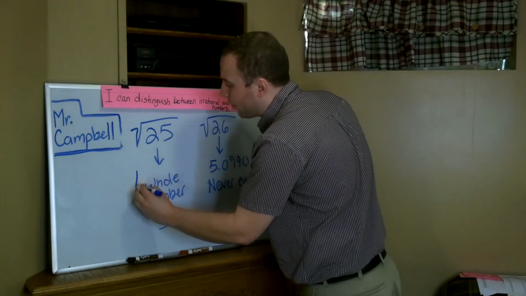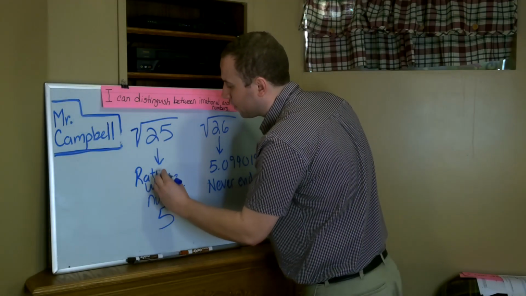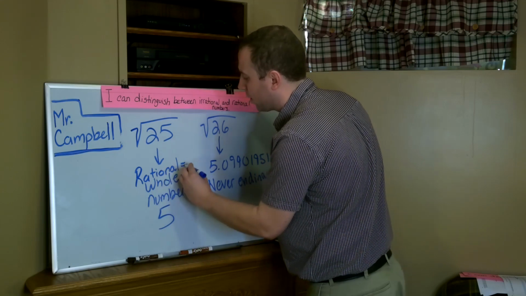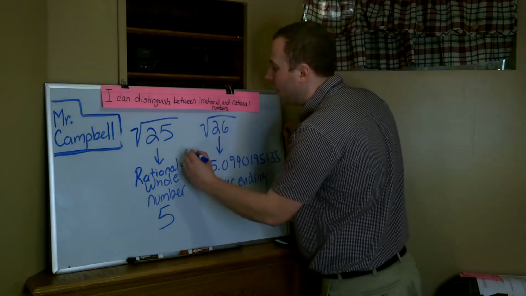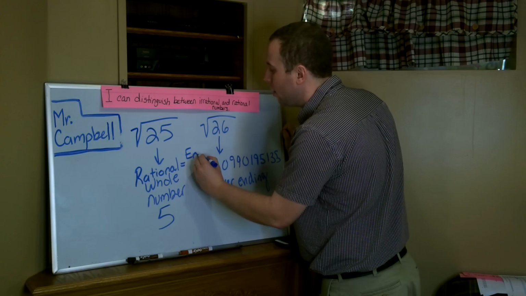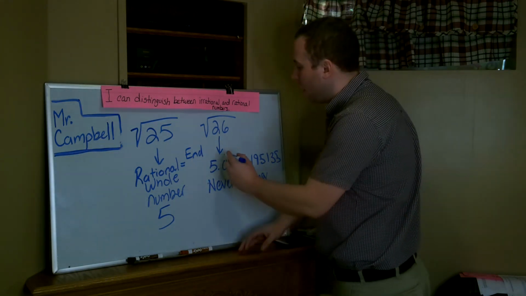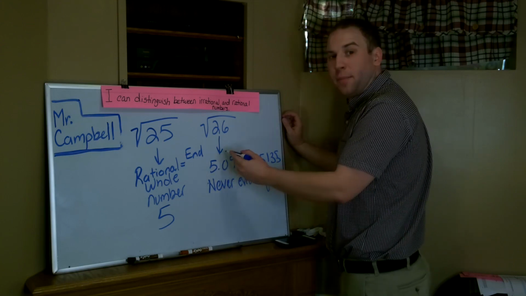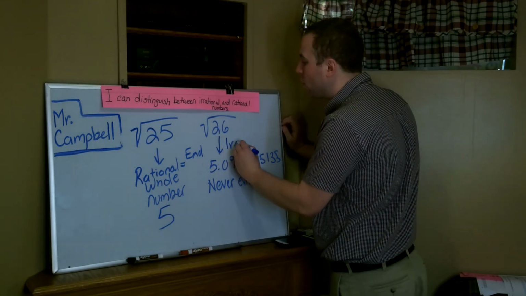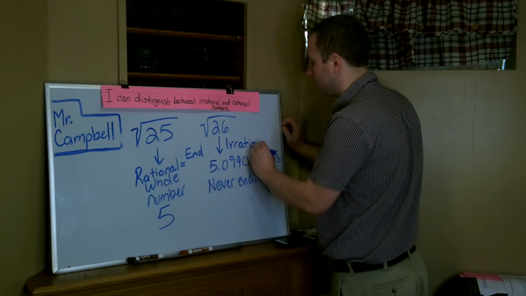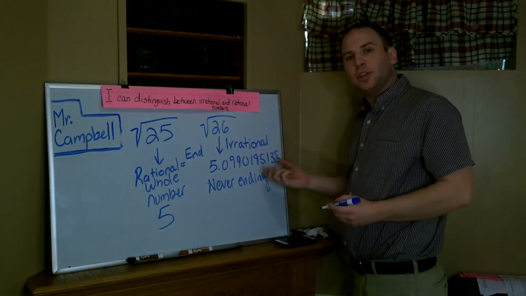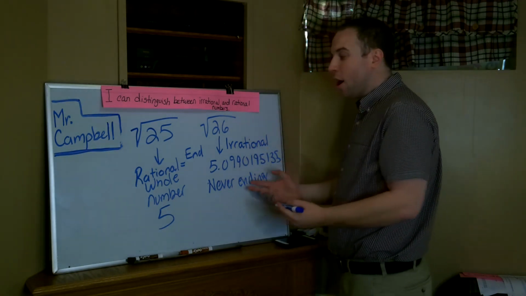A rational number is a number that has an end to it. Notice that my 5 has an end to it. However, in this number here, this is what's known as irrational. Irrational numbers are numbers that are never ending.